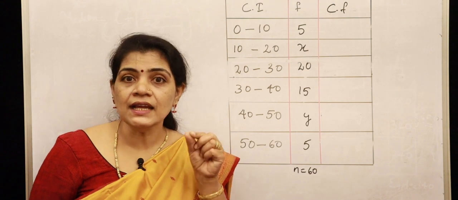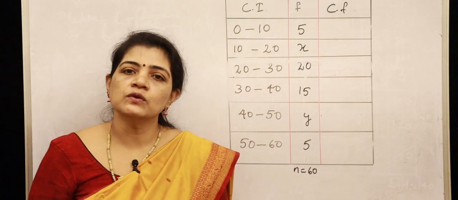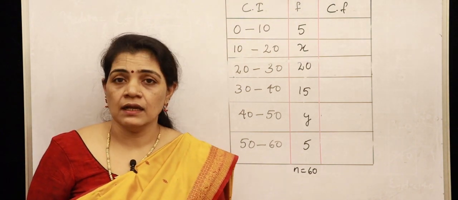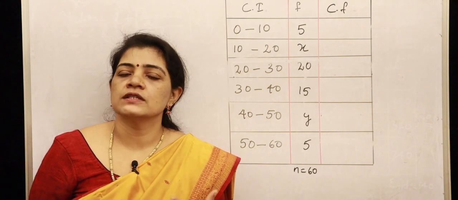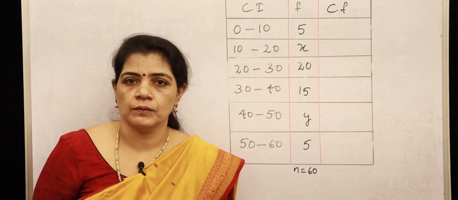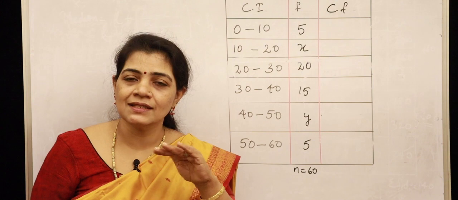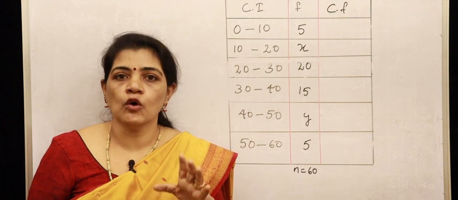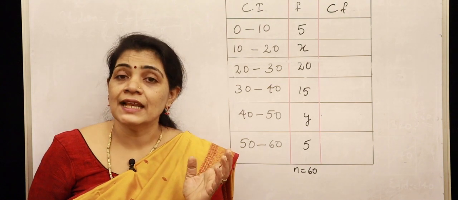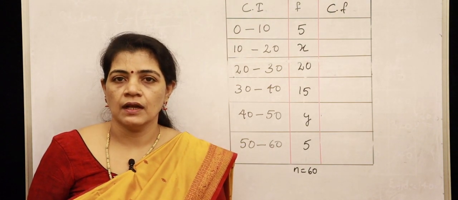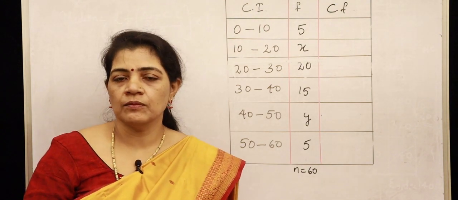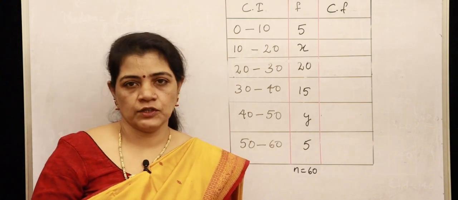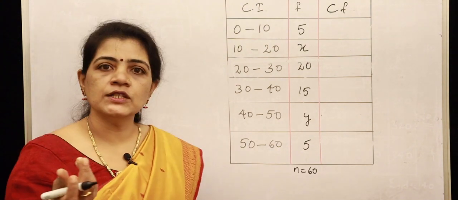Okay, since the median is given, in order to calculate anything related to median, we have to first find out the cumulative frequency column. That means among these three central tendencies, we find the cumulative frequency only for the problems related to median. Understood, children? So our first aim is to find out the cumulative frequency. Okay, and what is cumulative frequency?